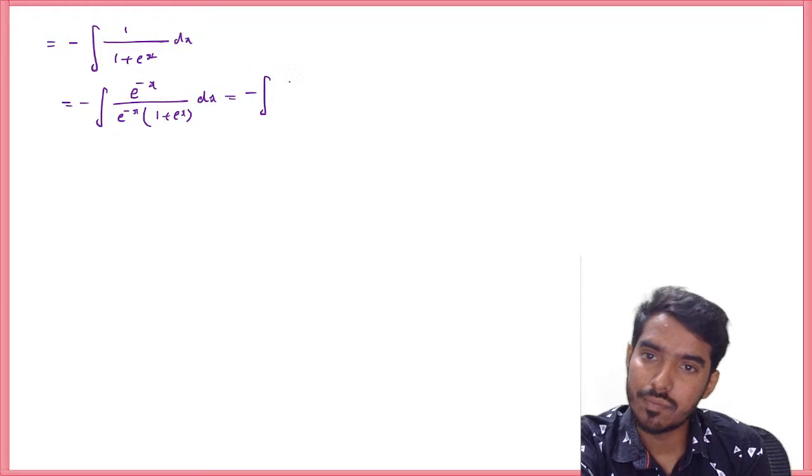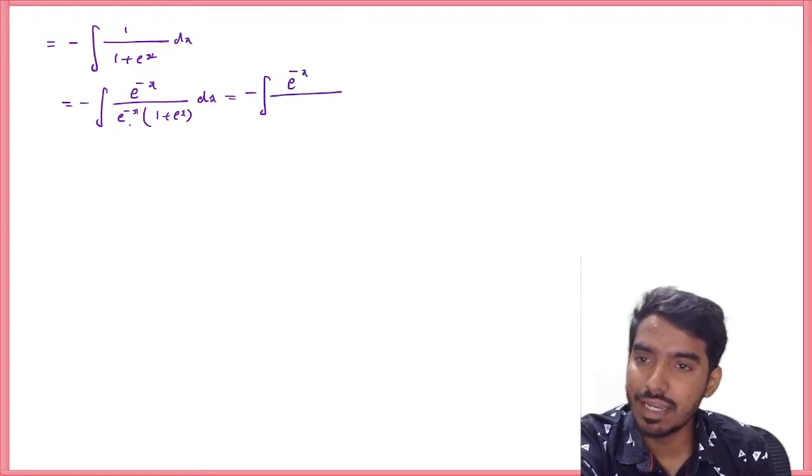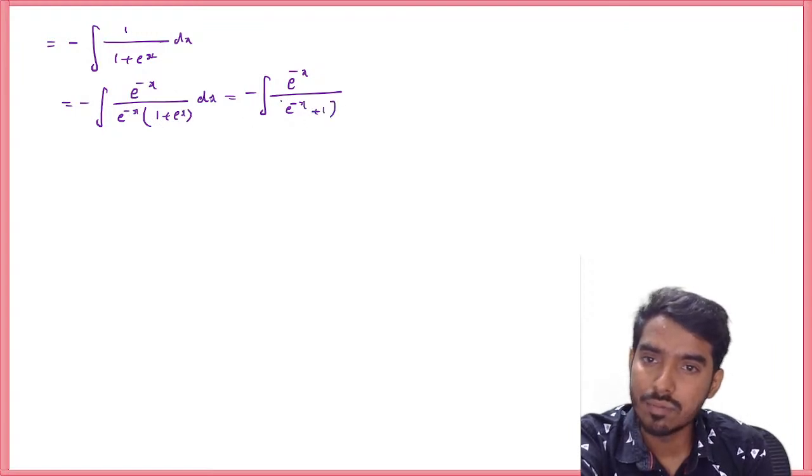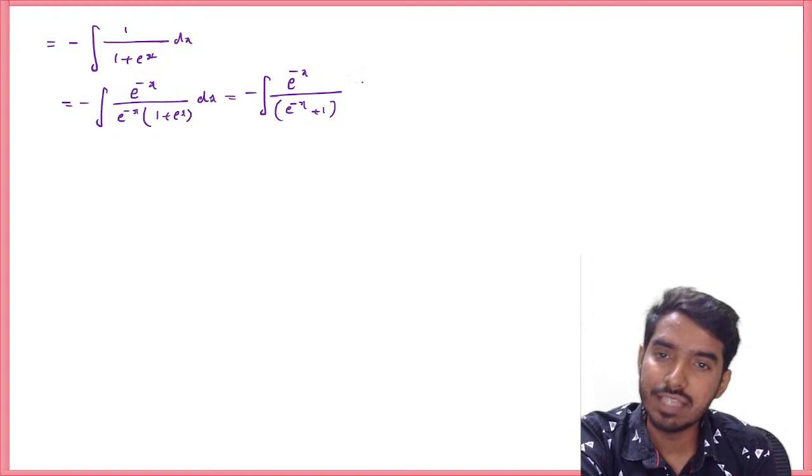It will be e power minus x. So if you multiply this e power minus x inside, what will we have? e power minus x into 1 is e power minus x. e power minus x into e power x will be 1, right? Now we can see f of x, f dash of x, right?